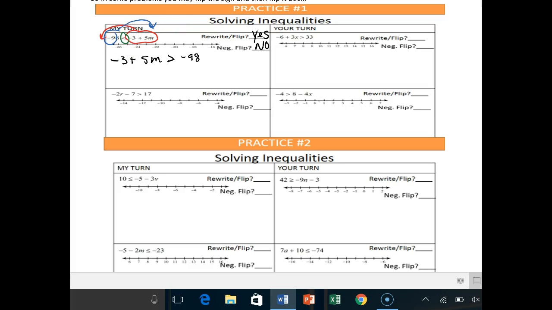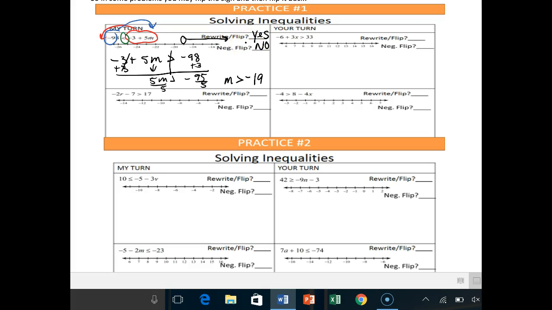So now, when I do this, I just solve it like a two-step equation. We're very good at this. We add 3 to both sides. That cancels out. 5m is greater than negative 95. Divide by 5, and m is greater than negative 19. So I put an open circle at negative 19, and I point it to the right, everything bigger than negative 19. So again, the whole thing here is that I did not flip this sign because this was negative. I divided by a positive. I flipped my sign initially because I had to rewrite it.